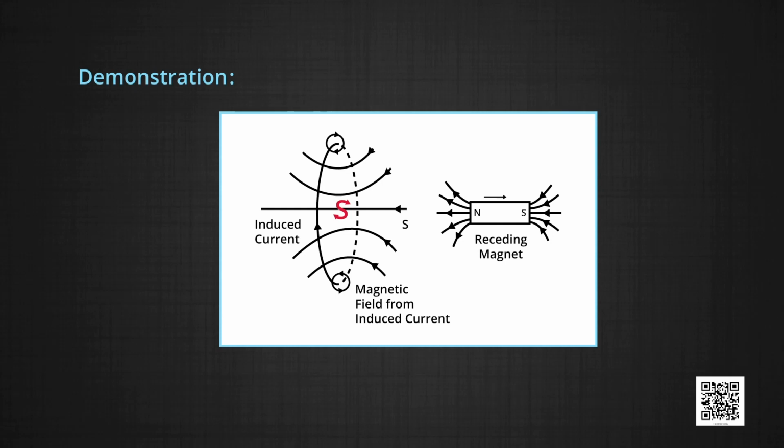Similarly, if a north pole is moved away from the loop, as the magnetic flux towards the right decreases, the induced current will be in accordance with the right hand rule, in the clockwise direction, and a south pole will be induced. So, the loop will try to oppose the cause, that is the receding flux, and will induce current so as to increase the flux. You can take a look at the picture.